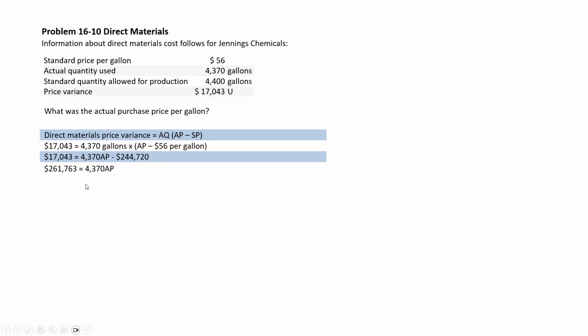Then I'm going to divide both sides by 4,370, which is going to get rid of the 4,370 AP on the right-hand side, but 261,763 divided by 4,370 equals $59.90. So as we anticipated, the price we paid is greater than the standard, which is why we had an unfavorable variance.